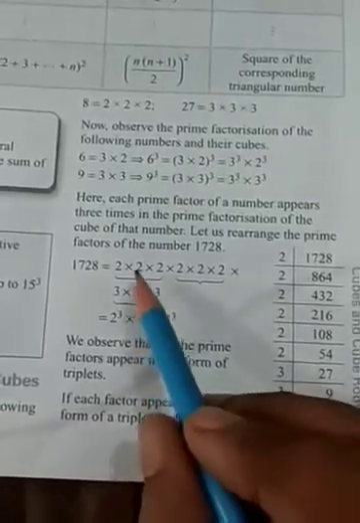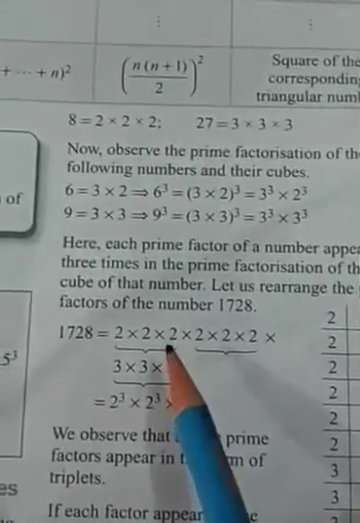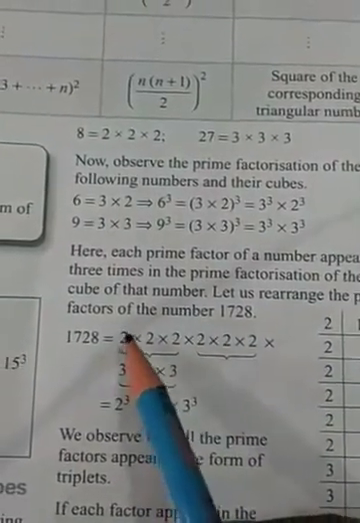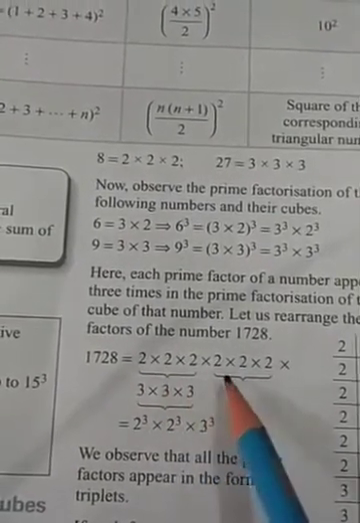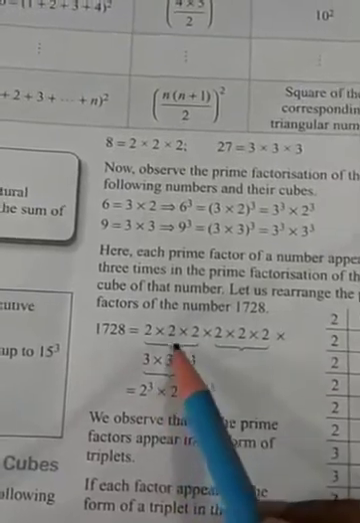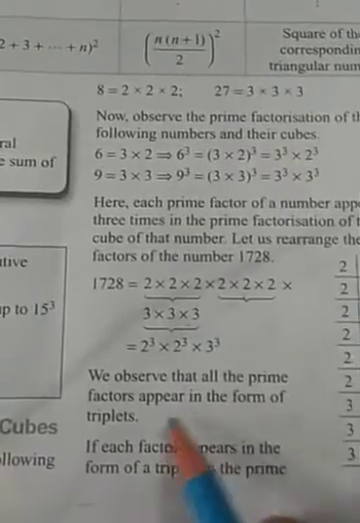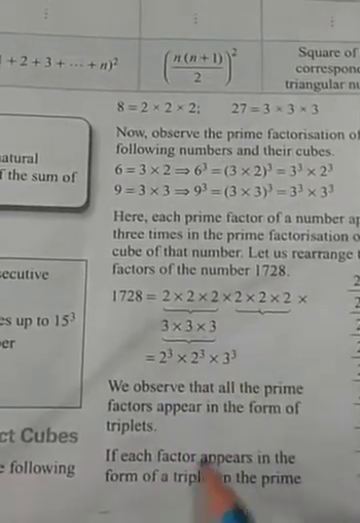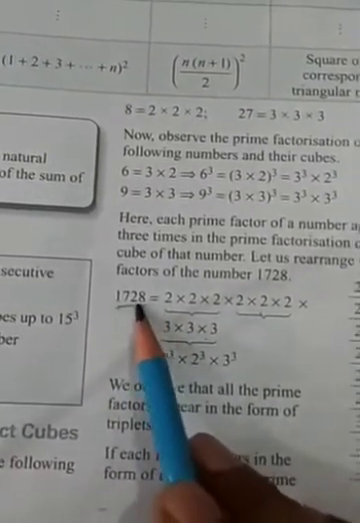So make them into triplets. Triplet means a group of 3 numbers, because this chapter is of cubes and cube roots. So we have to make groups of 3 numbers. So it will be 2, 2, 2 one group, and again one group and one group. So you can write every base has power 3: 2 to the power 3, 2 to the power 3 and 3 to the power 3. It means we observe that all the prime factors appear in the form of triplets. So it means it is a perfect cube. It means if all triplets are completed, then this number is a perfect cube.